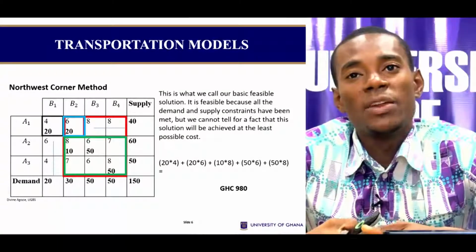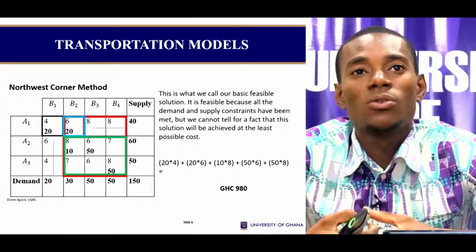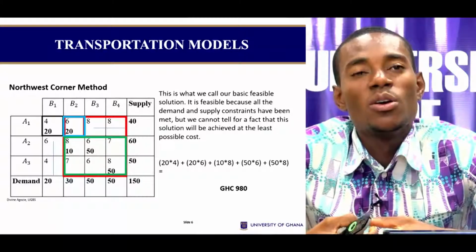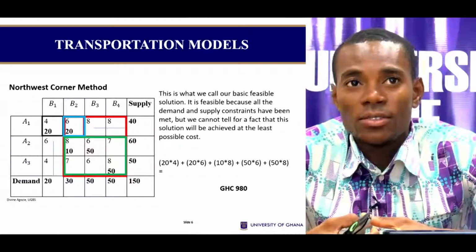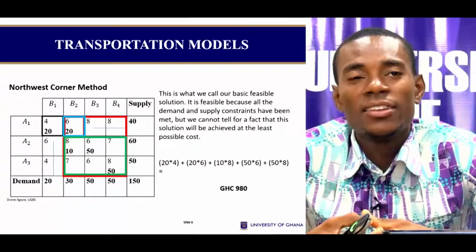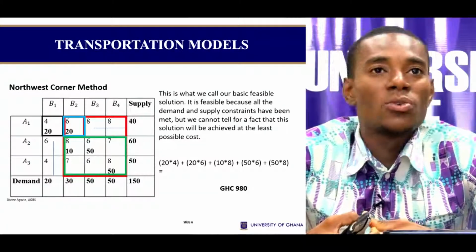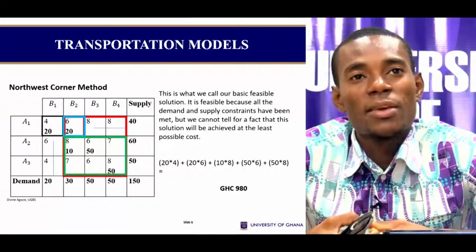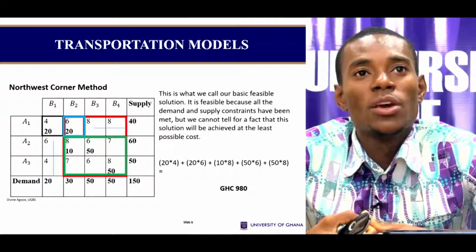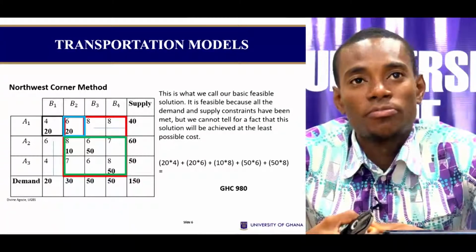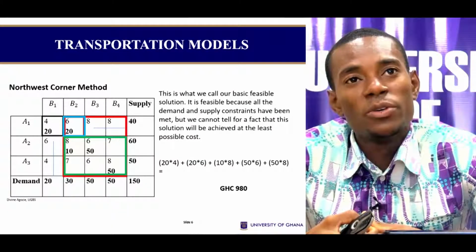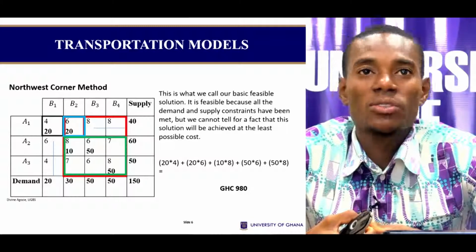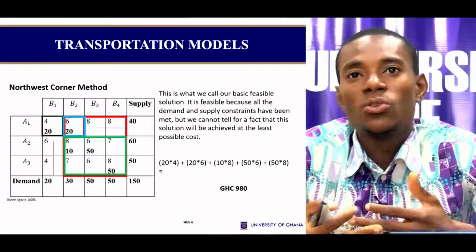Okay, now when we are done, we would want to find the total cost of this allocation. And so you take each cell, how much you have allocated in it, and then you multiply it by the per unit cost. So if you take cell A1, B1, we allocated 20 and the per unit cost there is 4. So the cost there will be 20 times 4. And then if you take A1, B2, we also allocated 20 and the cost there is 6. So you see it goes in that order.